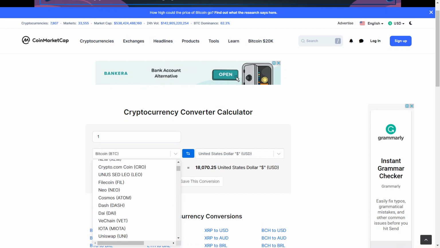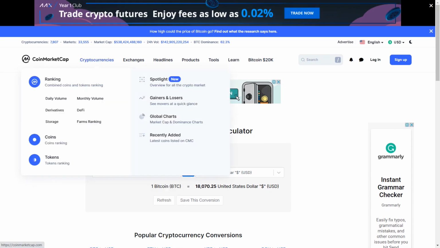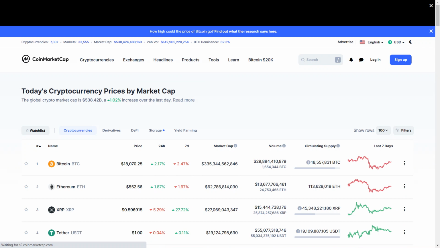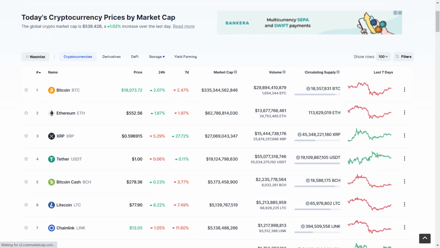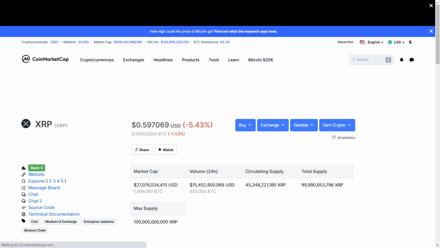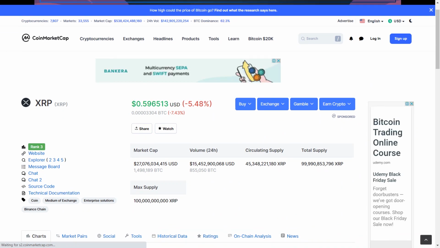Look at the list. Here are all the coins included in coinmarketcap. My dears, let's travel to the coin list and pick one of the coins. For example, I choose Ripple. Let me give you a little information about Ripple. Ripple has become the third biggest coin in the market, as you can see in the ranking position.